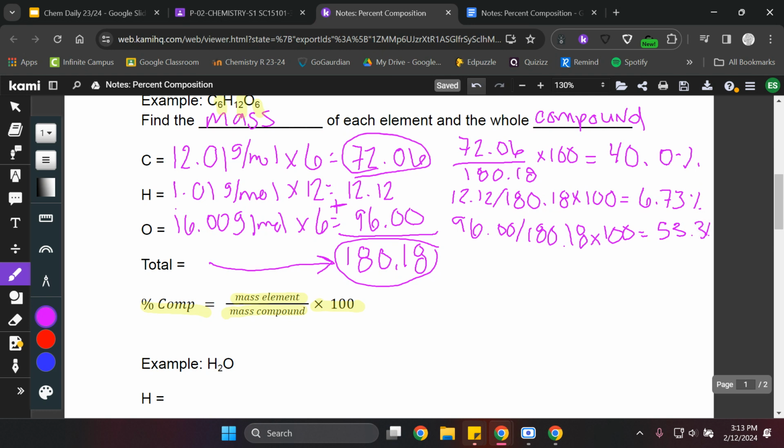And if we add up all of those total percentages, 40.0% plus 6.73% plus 53.3%, we end up at 100.03, which is close enough to 100%. Like I said, this rounding, for all of our numbers having 3 sig figs, is going to affect that 100% a little bit, but it's 100.03. We're not that far off of 100%. That is good enough to say that we're at our full percent composition.